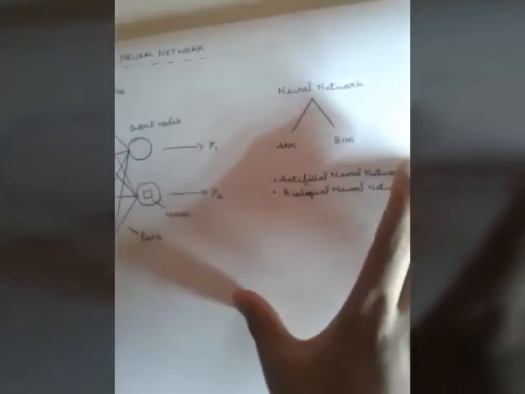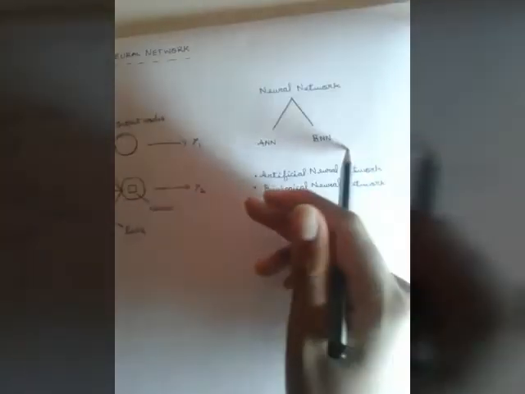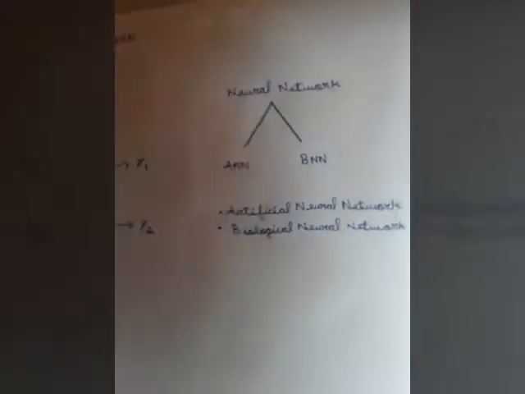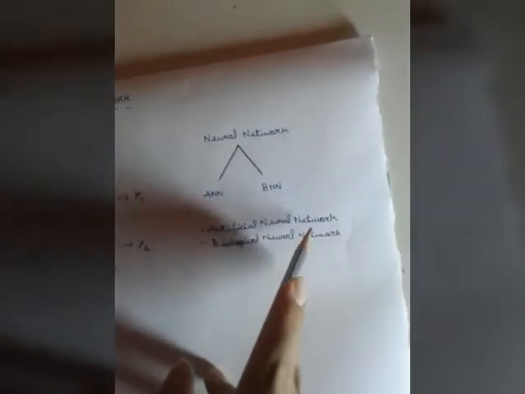So coming to types of neural network, there are two types. One is ANN and the second one is BNN. ANN stands for artificial neural network, and BNN is known as biological neural network. In 9th standard itself we have learnt ANN and BNN. So again let us take a recap.